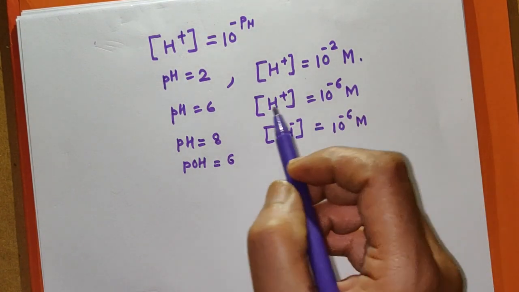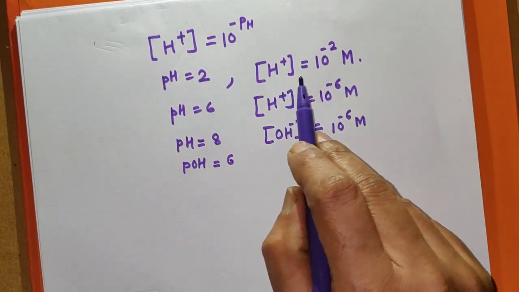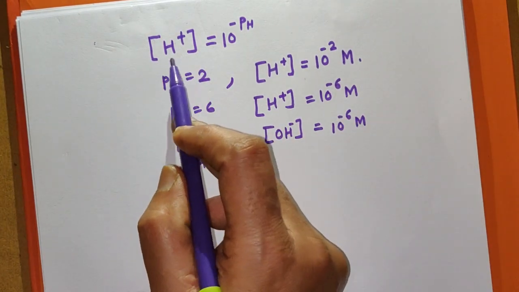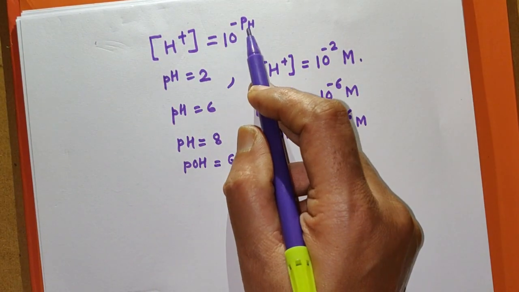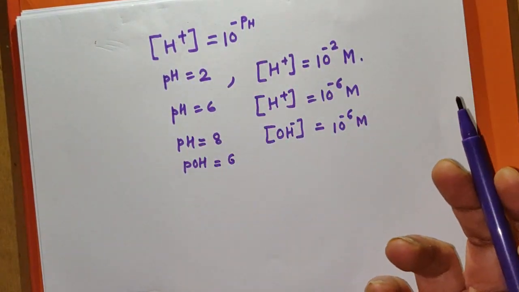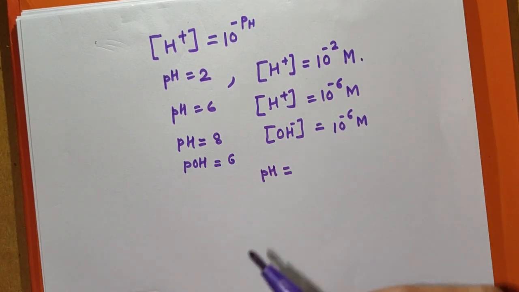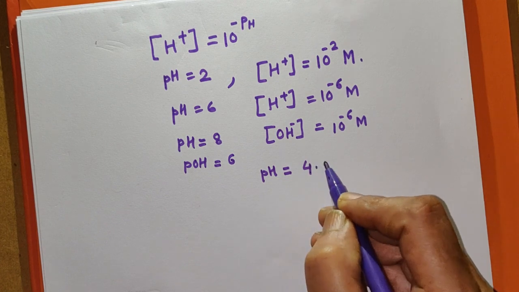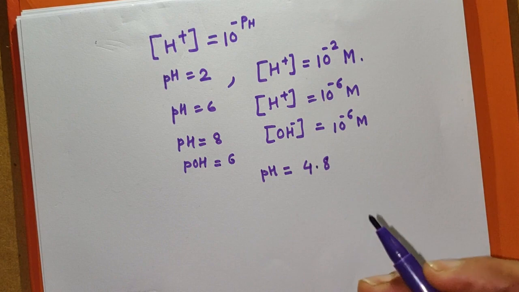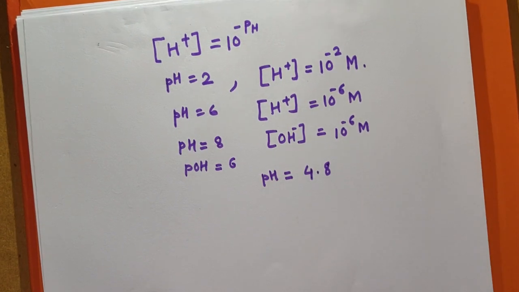Like this, if pH or pOH is a whole number, you can simply calculate concentration of H+ ions or concentration of OH- ions by using this formula. That is, concentration of H+ ion is equal to 10 raised to minus pH, or concentration of OH- ions is equal to 10 raised to minus pOH. But what if the pH of the solution is in fraction? For example, suppose pH of the solution is 4.8. Then how can you calculate the concentration of H+ ions or OH- ions? We shall consider in the problems.